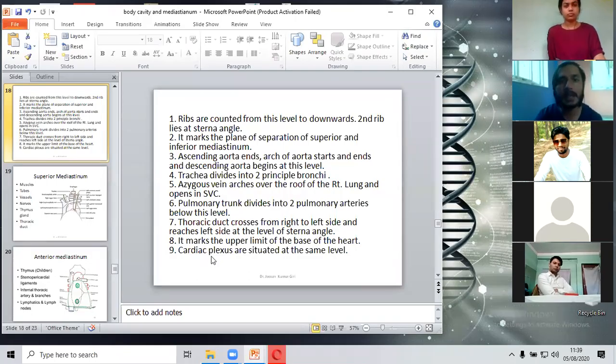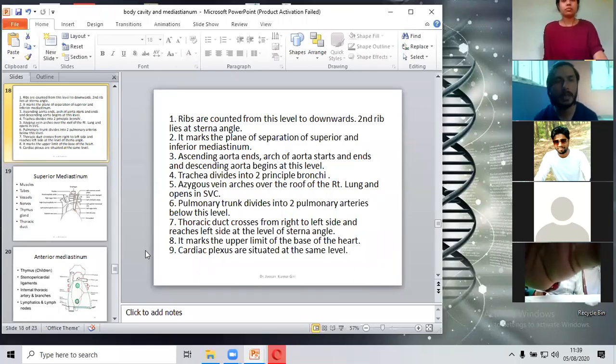Now next, the cardiac plexus is situated here. Plexus means network. Before any nerve enters the heart, it will first form a plexus. They make the network outside only, then from there they go to the heart. Points 8 and 9 are not so important for you, just be familiar. That is sufficient. But up to 7 points, you should not forget, they are very important. So the sternal angle is the most important landmark, because it is going to guide various things.